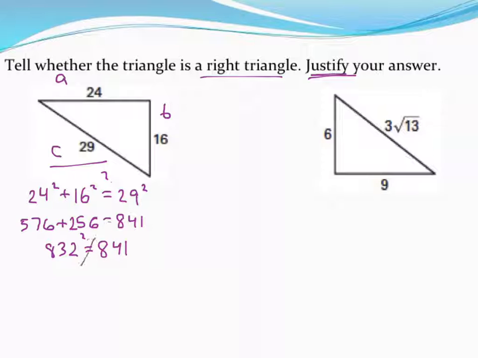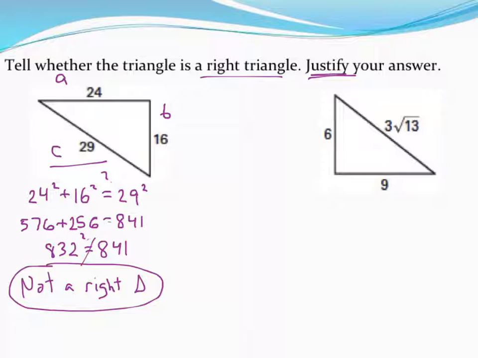So because that does not check out, they are not equal to each other, what that's telling me is that no, this is not a right triangle. It's not going to work out. Whether it's acute or obtuse, I don't know that yet. That's what we'll do in another video, but I know for sure that this is not a right triangle. My justification is going to be my work, so I need to see that.